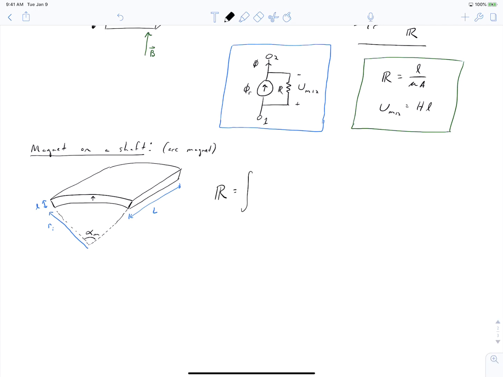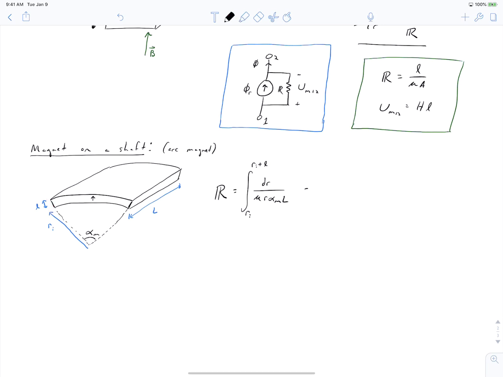A differential, each layer going radially outwards, we have a series of differential reluctances that have a thickness of dr and a cross-sectional area of r times alpha m times our length into the page. And so to evaluate this integral, we're going from an inner radius of Ri to an outer radius of Ri plus L. That is, we're integrating from this point right here out up to this point.